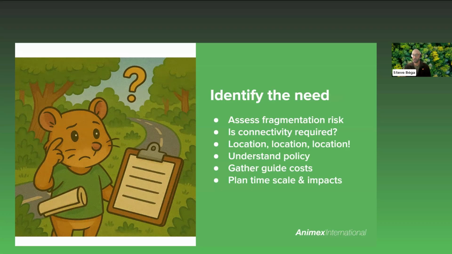And key things to consider during this stage include understanding and assessing the fragmentation risk to species, both in the long and short term at the local and wider landscape scale. Obviously, exploring the best location for an intervention, both again at the site level and within the wider landscape context. Consider what policy is going to influence your decisions and approach, understanding what this is potentially going to cost, and also how long it's going to take and what impact that may have on the overall project's targets and timescales.